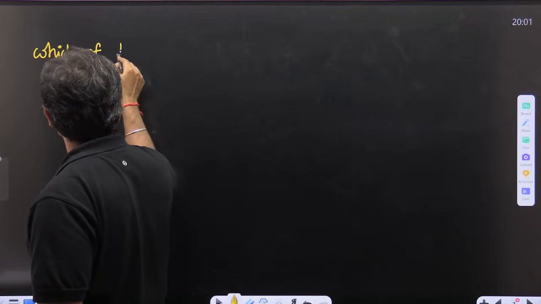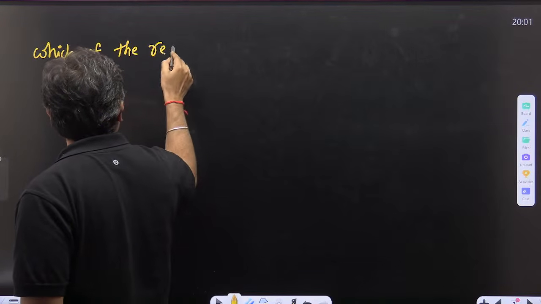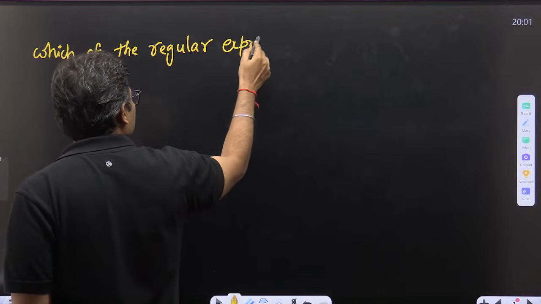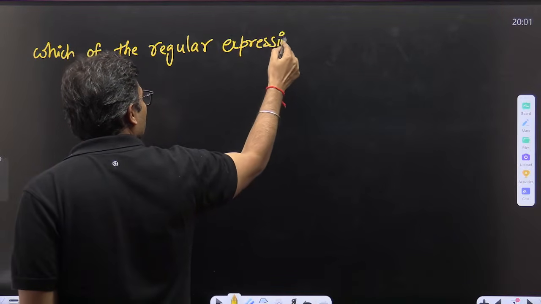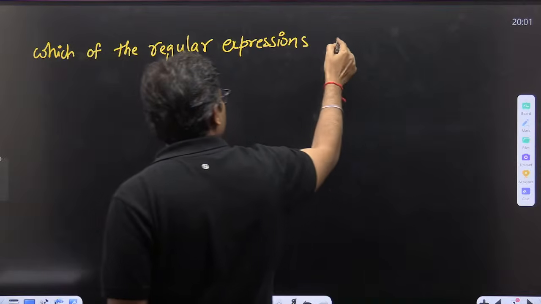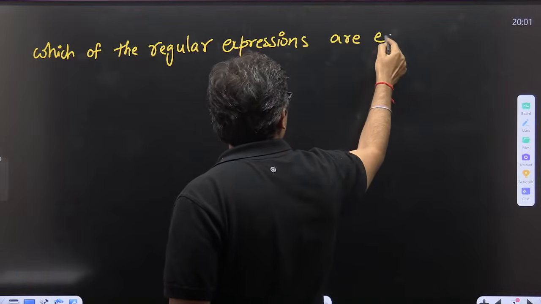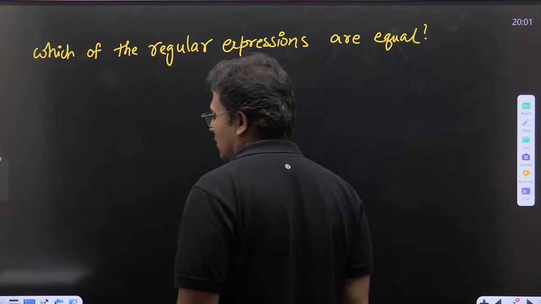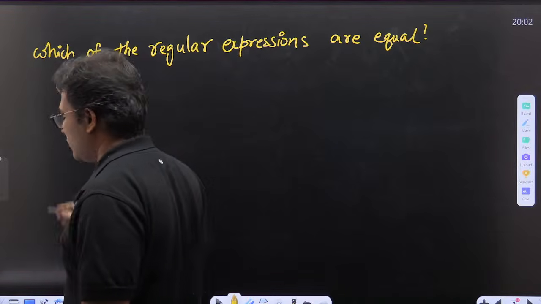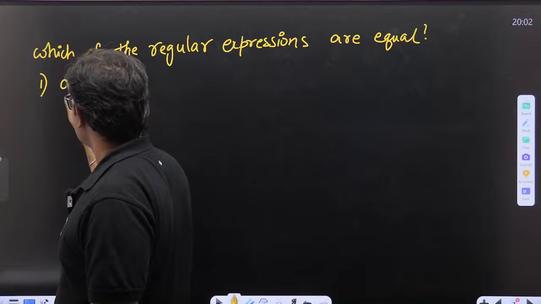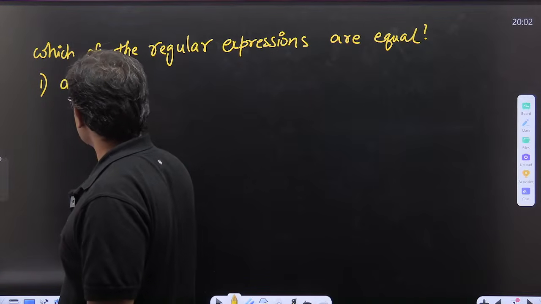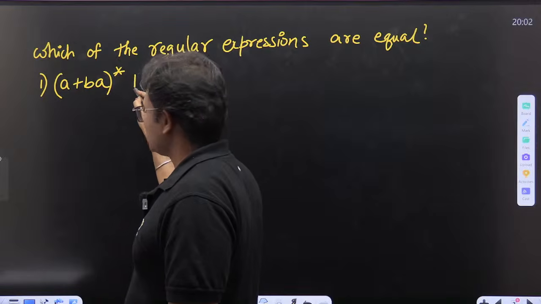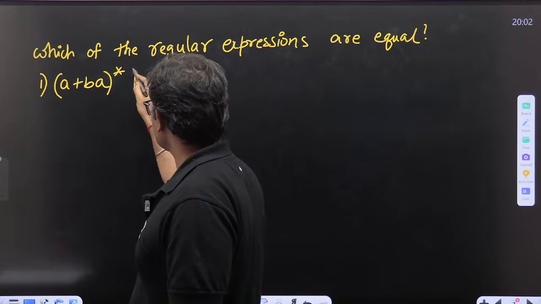Which of the regular expressions are equal? 1. A plus BA, A plus BA star, followed by B plus epsilon.